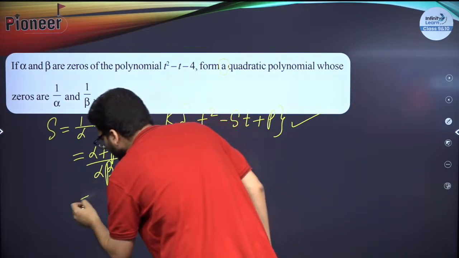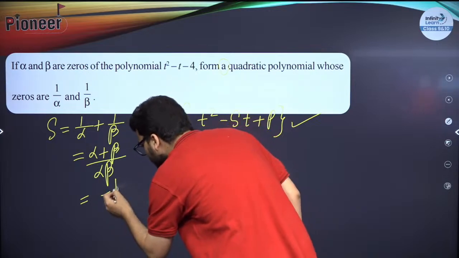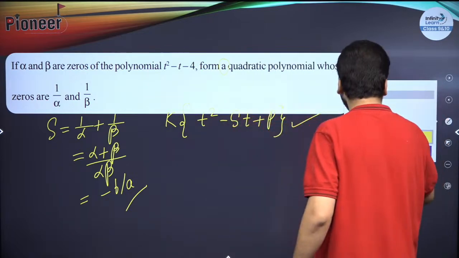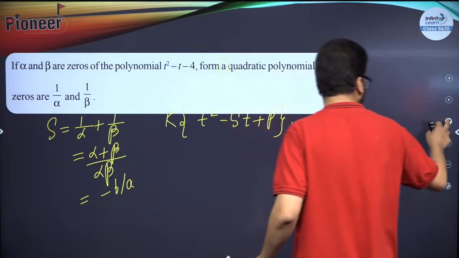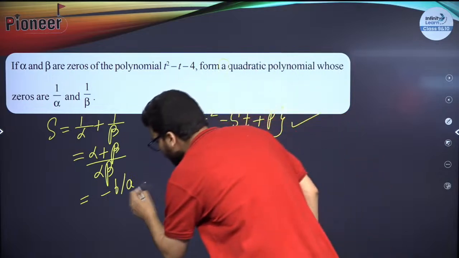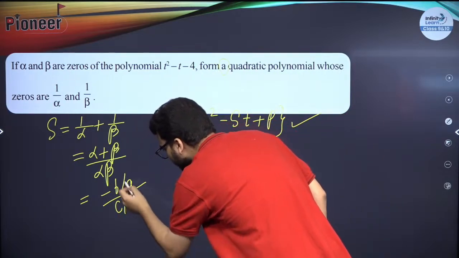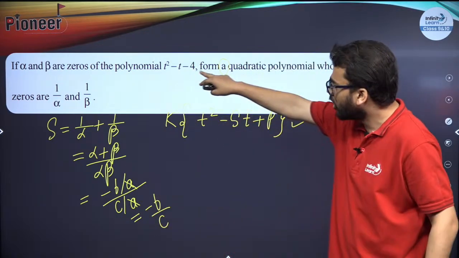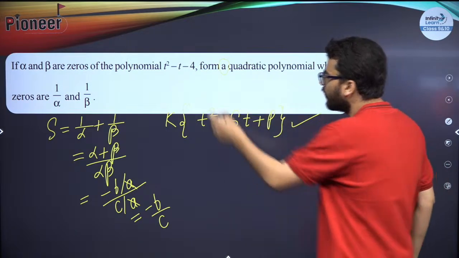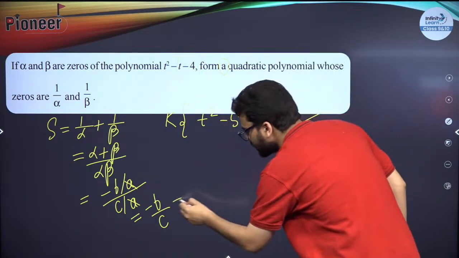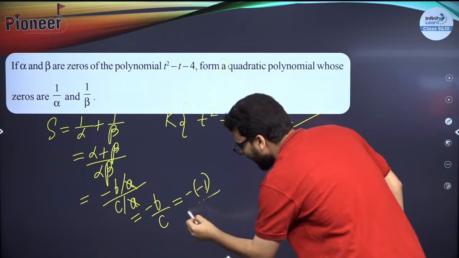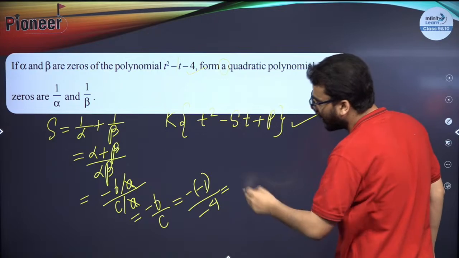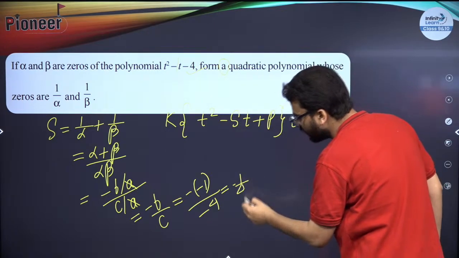And you know that for a quadratic polynomial, alpha plus beta is minus b by a, right? And alpha beta is c by a, I'm sorry for that. This is nothing but c by a. So you see this will be cancelled out. So this is nothing but minus b by c. So for this polynomial, what is b? B over here is nothing but minus 1. So it is minus of minus 1, and c is the constant term, that is minus 4. So that will be equal to minus 1 by 4 over here. That is minus 1 by 4.